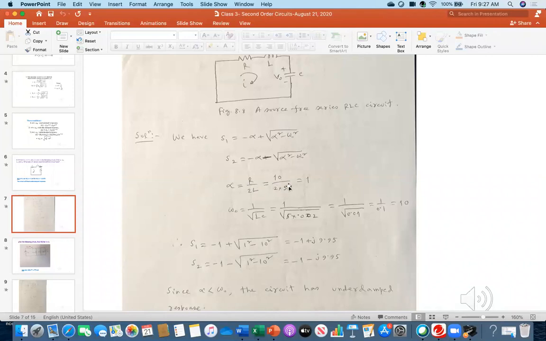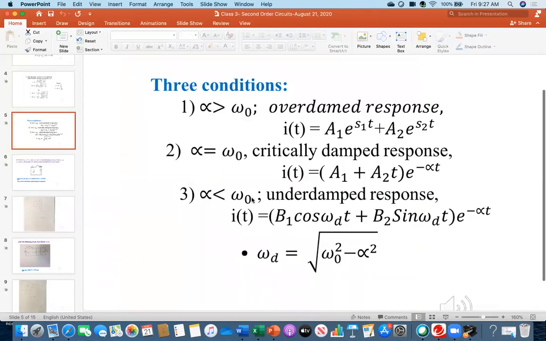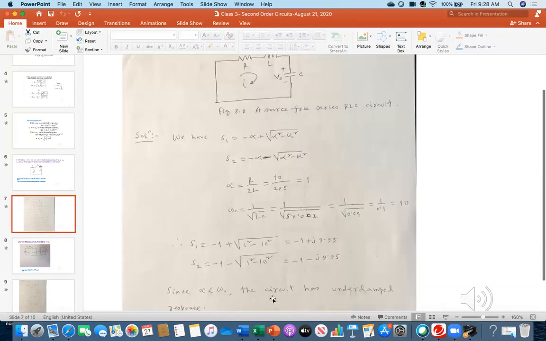Substitute those values, and you get alpha equal to 1. Then find omega naught. What is omega naught? 1 over the root of LC. Again substitute the values of L and C, and finally you get 10. Clearly alpha is less than omega naught: this is 1, this is 10. When alpha is less than omega naught, we have the underdamped response. This is the conclusion. At last I have written, since alpha is less than omega naught, the circuit has an underdamped response.